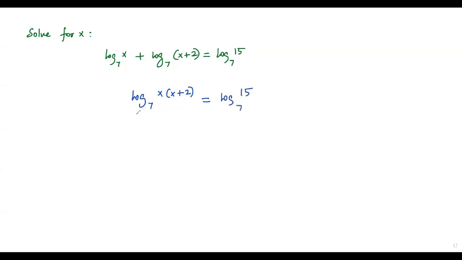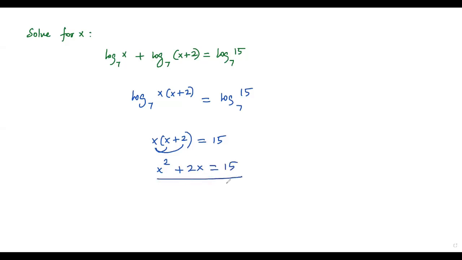Now two logarithms are equal with the same base 7. Whenever two logarithms are equal with the same base, we can equate the arguments. So then I'll get x times (x + 2) equals 15. Now I can distribute this x to this and this. x times x is x squared, and x times 2 is positive 2x, equals 15.